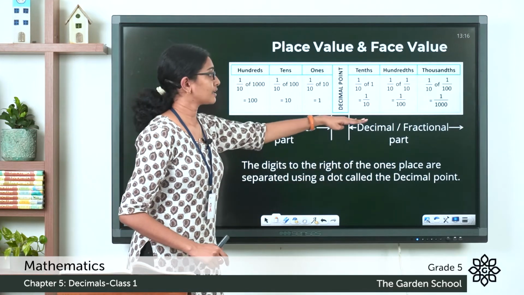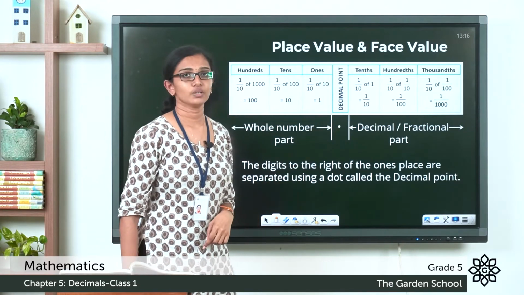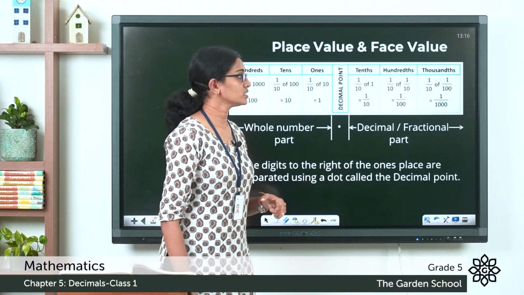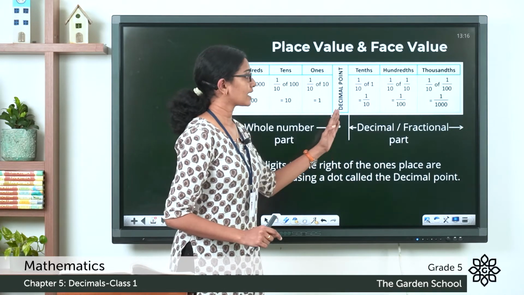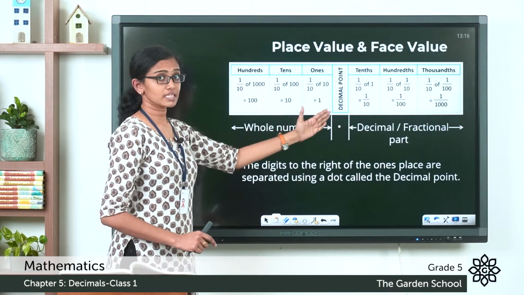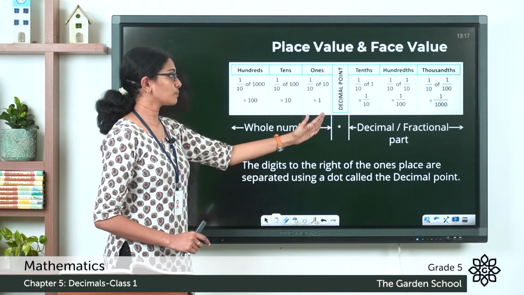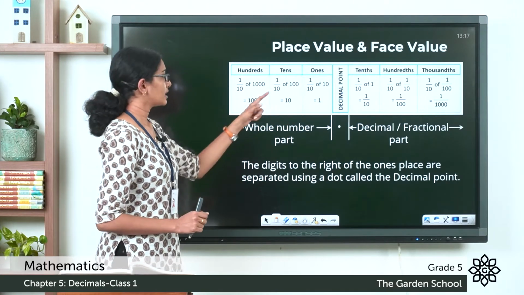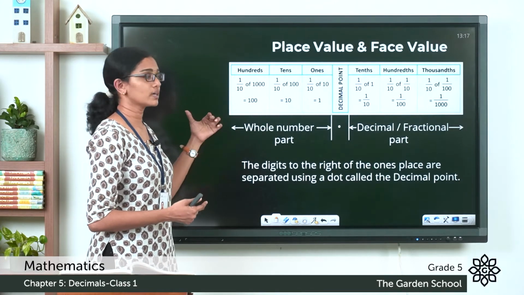In the tenths place, the value of the place is 1 by 10th. In the hundredths place, the value is 1 by 100, and in the thousandths place it is 1 by 1000, and it goes on like that. It gets decreased by 1 by 10th every time you move towards the right. And to the left of the decimal point, the value of the place gets increased by 10 times every time you move from the right to the left. So in the ones place, the value is 1, tens place the value is 10, hundreds place it's 100, and it increases 10 times every time you move towards the left.